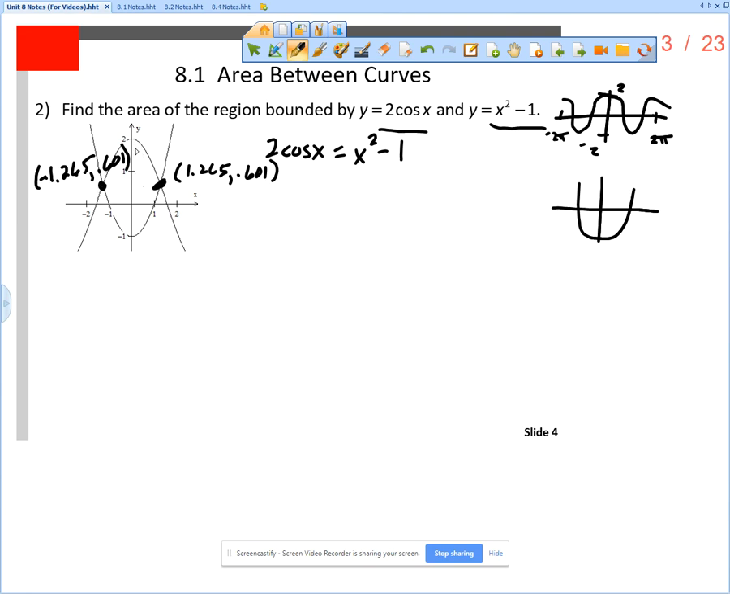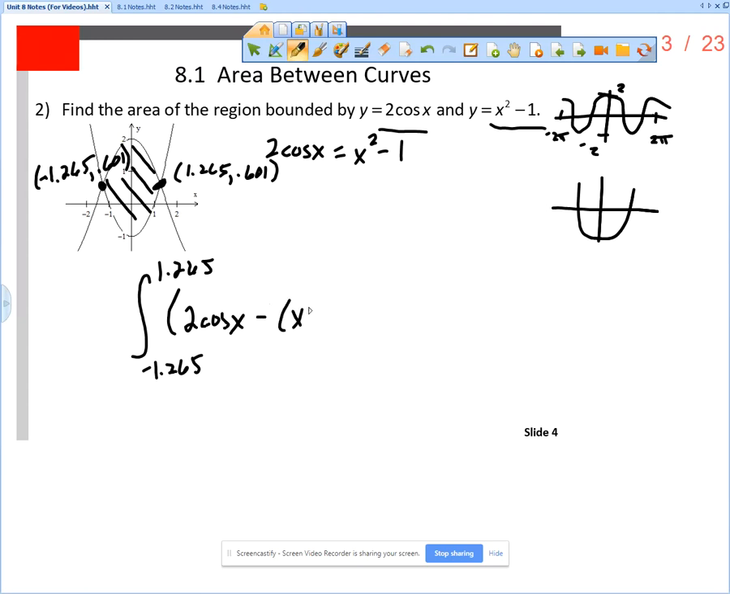All right, so now what do we want to do? Remember, we're trying to find the area in between these two curves. So we are going to integrate from the left to the right. So that would be -1.265 to +1.265, right? And then you're going to take the upper curve, which is the 2 cosine of x, minus the lower curve, which is the x squared minus 1.